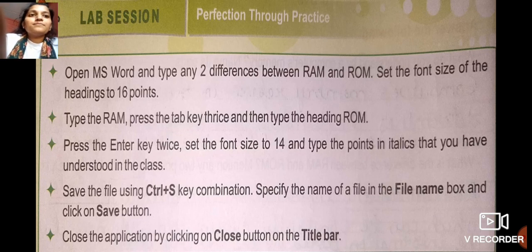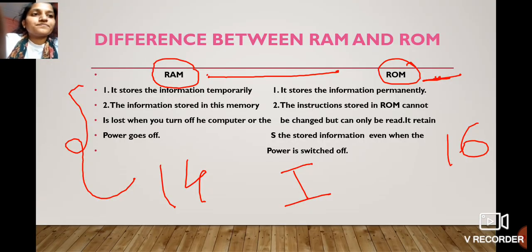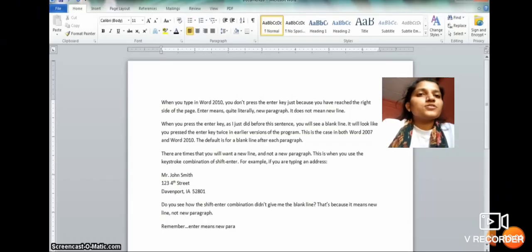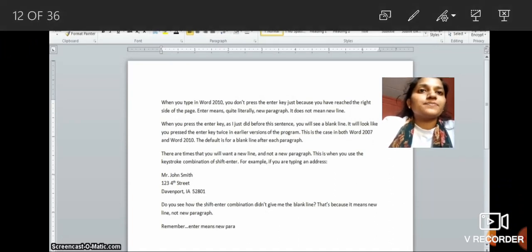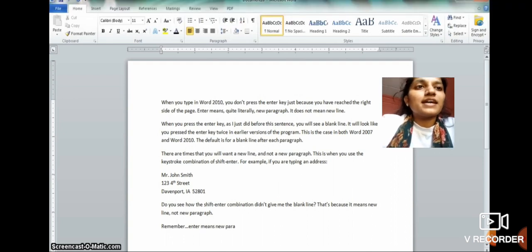Okay, then type the points in italics that you have understood in the class. So you are going to type this. Now I'm going to show you the italic option and what you are going to type for saving the file and closing the file. Students, so here we can see that you have to first of all use the size. Okay, first of all here we can see that size is 11 already, so you are going to use the size as per given in the practical.